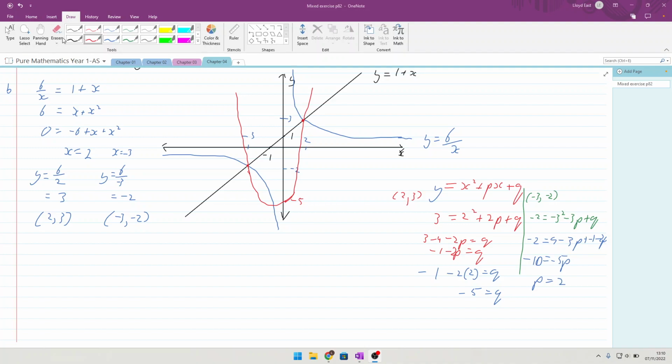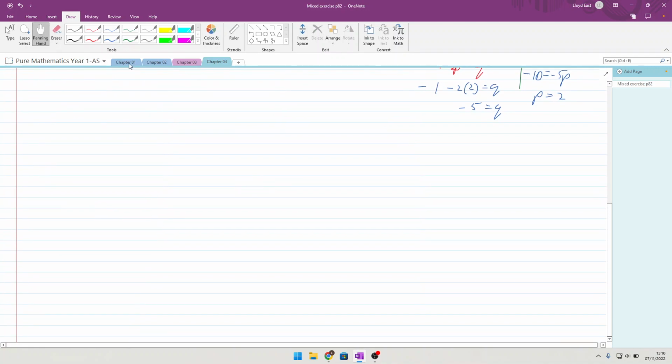Okay, on to question 4, the next exam question in this exercise. So, question 4. The diagram shows the curve with an equation of y equals 5 plus 2x minus x squared.